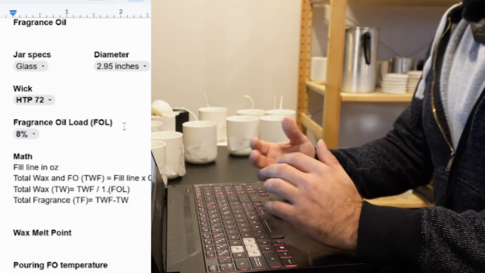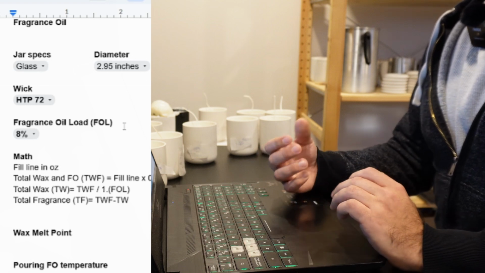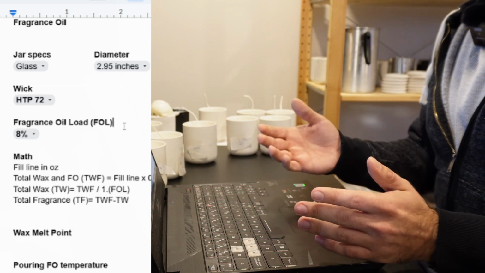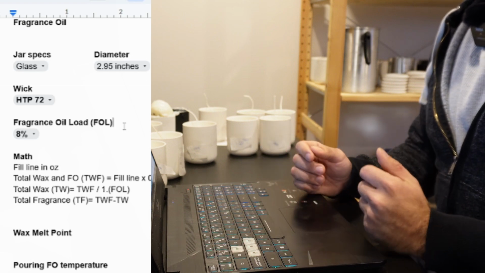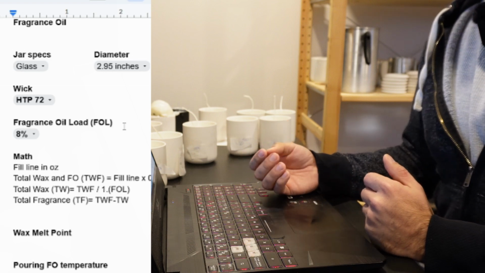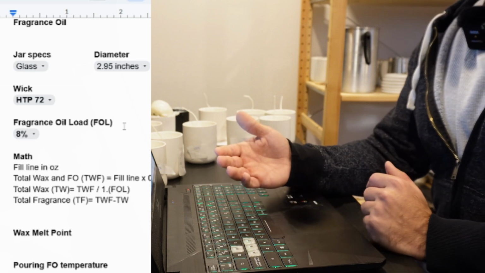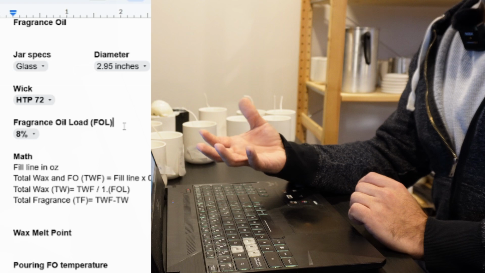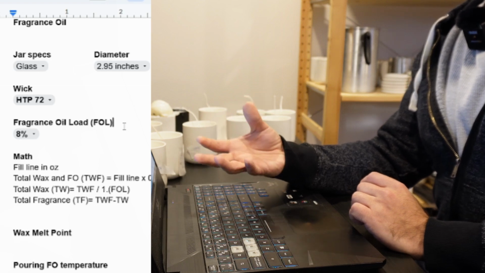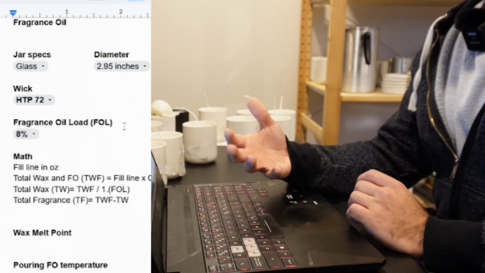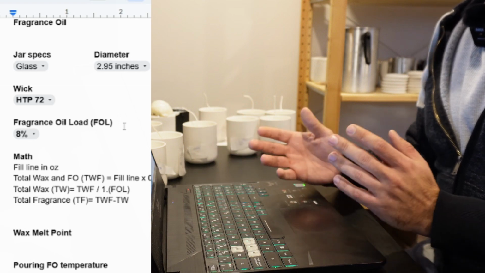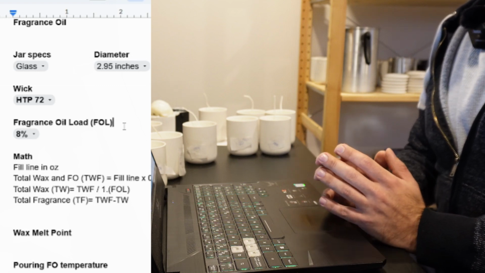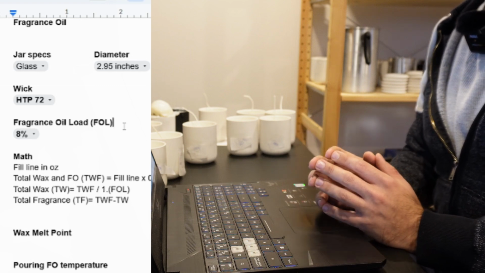Then we have the fragrance load. Usually waxes will accept up to 10% fragrance load. The range is from 6 to 10. Just so you know, more fragrance doesn't necessarily mean a better hot throw. But as I was mentioning earlier, that Soy Flex that I was showing you goes up to 12% possibly. So make sure you read what you're buying and what is on the label of your wax.